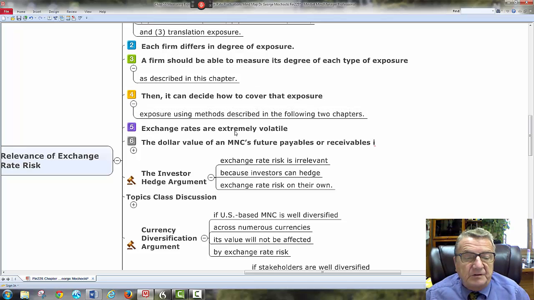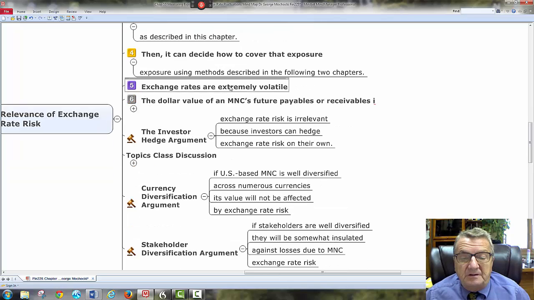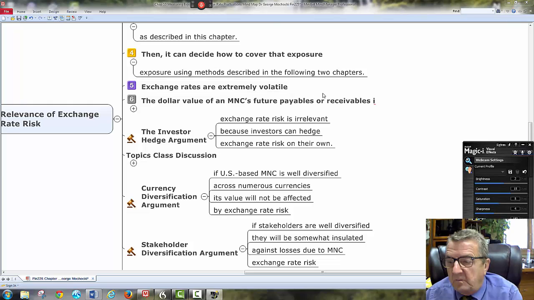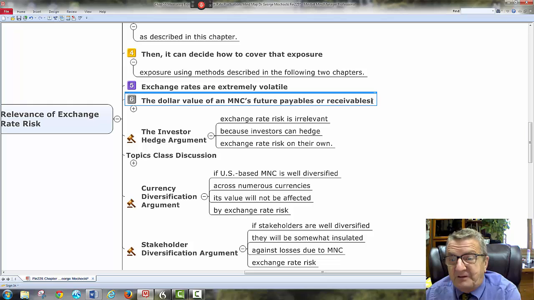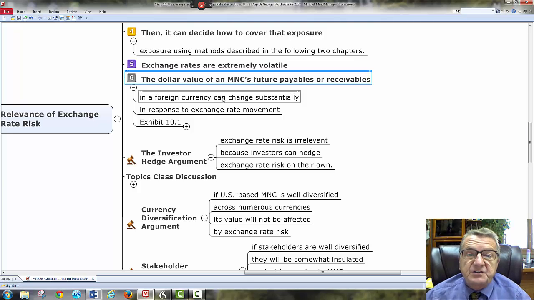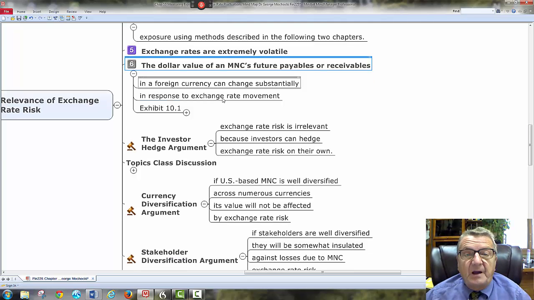Okay? And how can I decide to cover those exposures? Exchange rates are extremely volatile. As exchange rates are extremely volatile, the dollar value of the MNC's future payables or receivables in the foreign currencies can change substantially in response to exchange rate movement. So the dollar payables and receivables could change, depending on my inflows and outflows, the currency, and the volatility of that currency at that time.